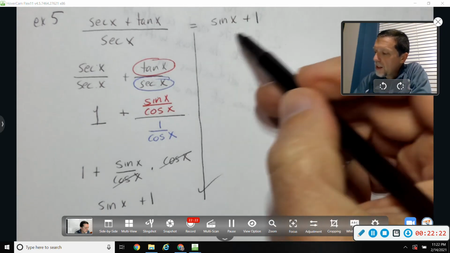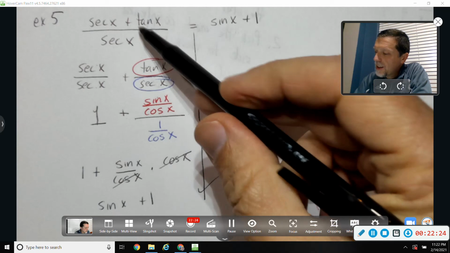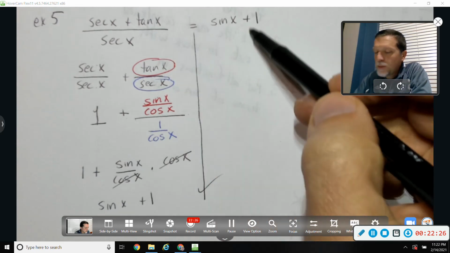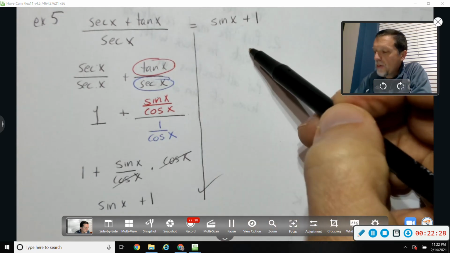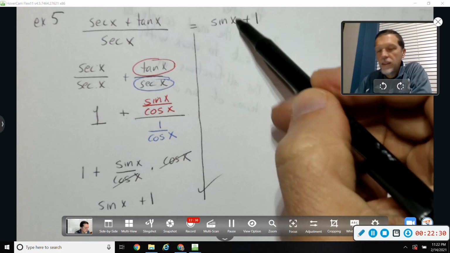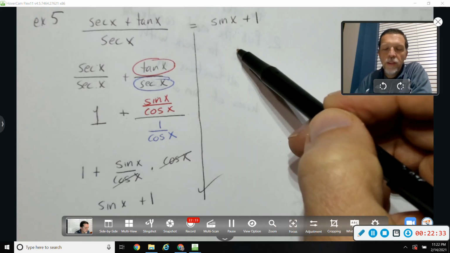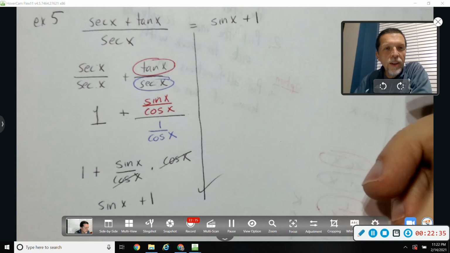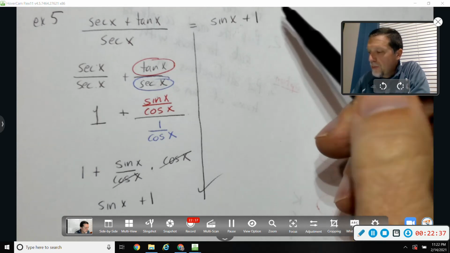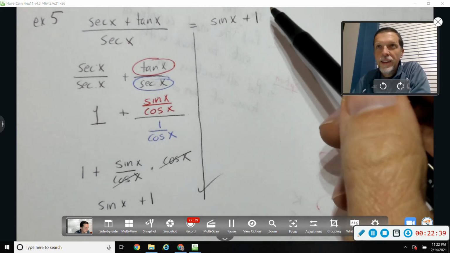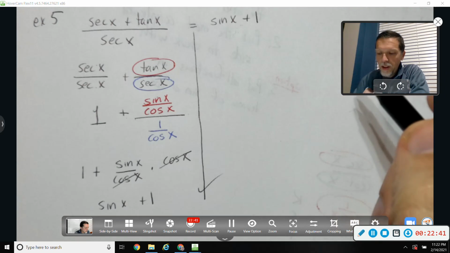I'm thinking, would it be possible to work this side to get to there? Yeah, but it would be a pain to do it that way. This one would not be easy to work on the right-hand side. So sometimes it doesn't matter which side you pick. Other times it matters a lot. Not in terms of right or wrong, but in terms of ease or difficulty.